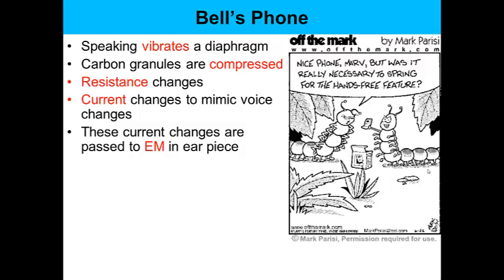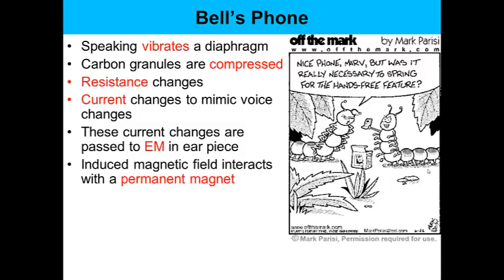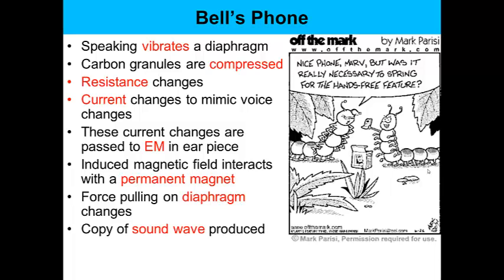These current changes are then passed on to the electromagnet in the earpiece, and the induced magnetic field produced by the electromagnet interacts with the permanent magnet. The force pulling on the diaphragm changes and produces a copy of the sound wave that was produced on one end of the phone.